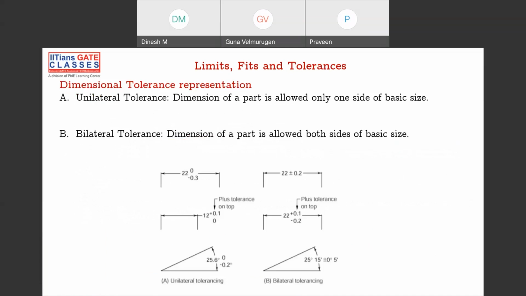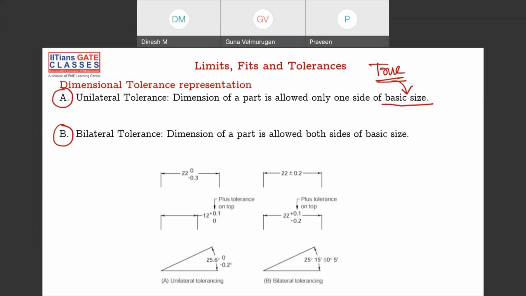Next, the tolerances we have discussed can be divided into two: unilateral tolerance and bilateral tolerance. What is unilateral tolerance? It is when your tolerance is on one side of your basic size. From now on, whenever I say true value, that is your basic size. Basic size means the size that you have designed, the size that you wanted to have, the size that is true.